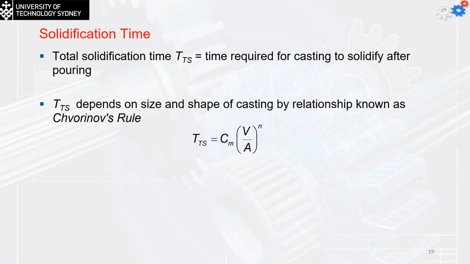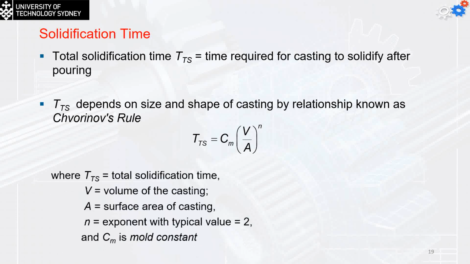So if the surface area is increased, the time for solidification is decreased. If I make it a compact shape, reducing the area while the volume remains the same, this will increase the time for solidification. So TS is the total solidification time, V is the volume of the casting, A is the surface area of the casting, n is an exponent which typically equals 2, and Cm is the mold constant.